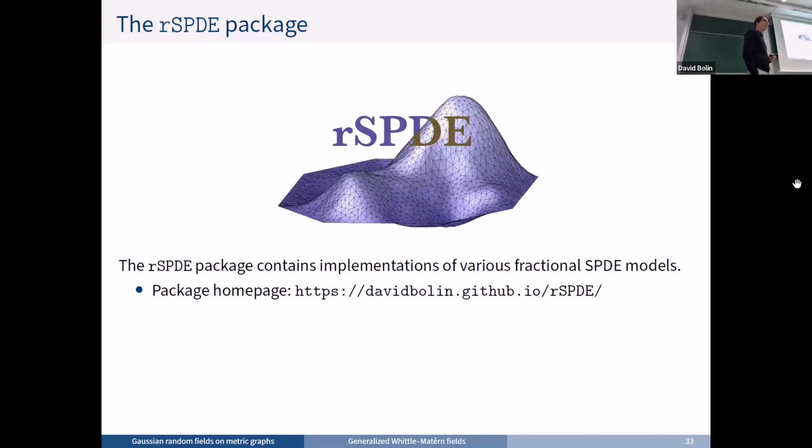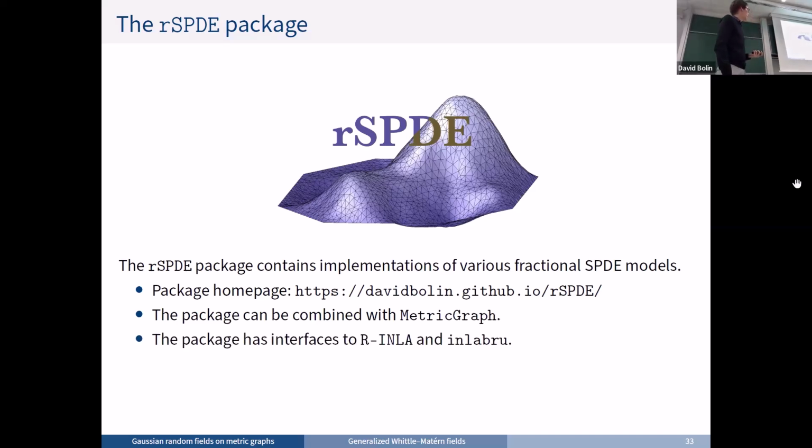So these types of models are also implemented. We have a second big R package that we are maintaining in our group at KAUST called rSPDE that contains a lot of implementations for these kinds of fractional order stochastic PDEs in statistics. In particular, you can use this package in combination with this metric graph package to analyze these generalized Whittle-Matern fields. And you still have interfaces to these Bayesian software packages so that you can actually use these models for inference.